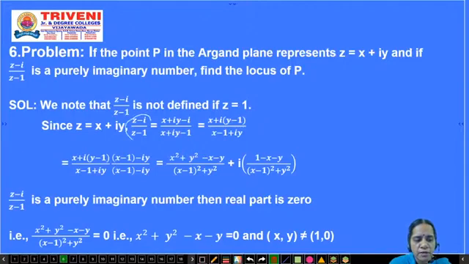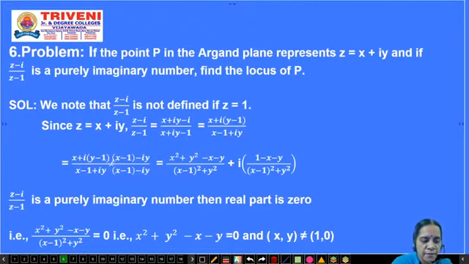Substitute the value of z in z minus i by z minus 1. In place of z, we have to substitute x plus iy minus i by x plus iy minus 1. Then take the real part. What is the real part here? x. Then common i, y minus 1 by, here also the real part is x minus 1 and the imaginary part is iy. Then we have to rationalize here. What is the rationalization here? x minus 1 minus iy by x minus 1 minus iy. This is rationalizing the denominator.